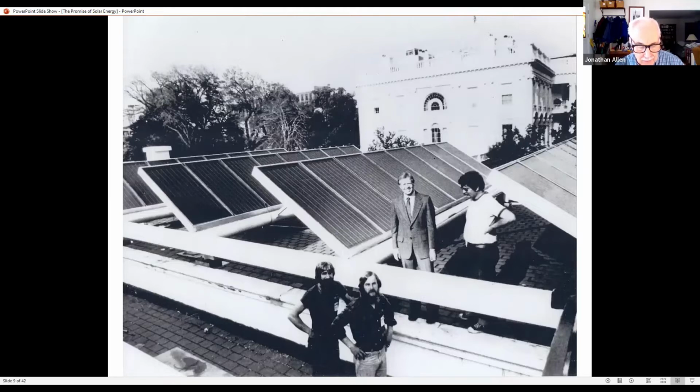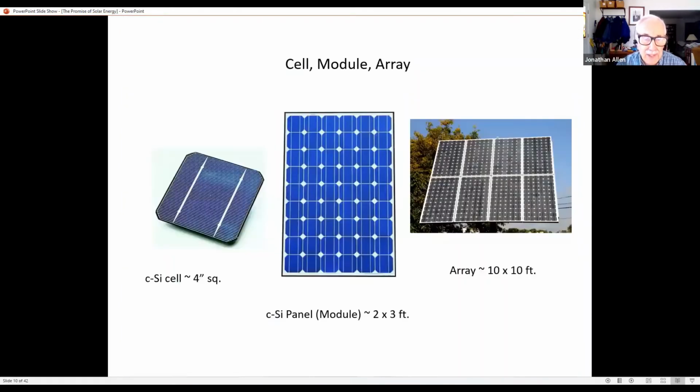Let's talk about performance. A single cell has an output of less than a volt and a current of milliamps. We can combine them in a series parallel circuit to form panels and arrays. Here's a single silicon cell, about 4 inches square. Here's a panel about 2 by 3 feet with a whole bunch of these interconnected. And here we have an array, which is made of a bunch of panels or modules, and it's about 10 by 10 feet. They can be much bigger if you wish.